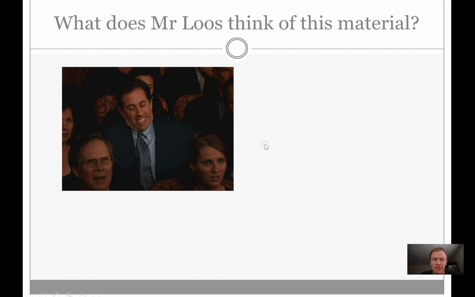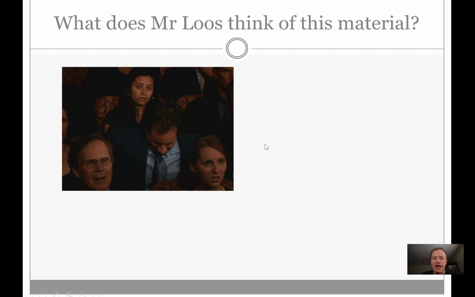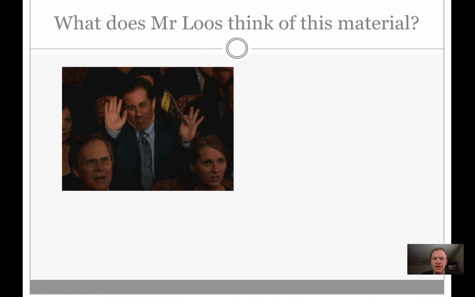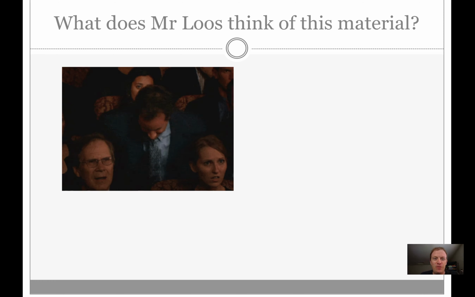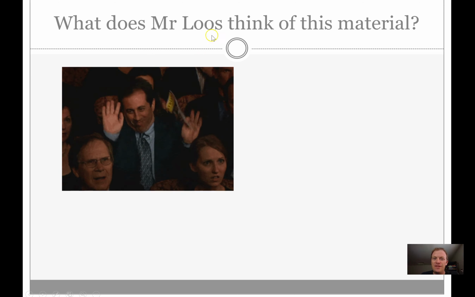Now, this particular material, what do I think of it? It's definitely not my favorite, especially certain aspects of it. I don't really understand why we need to know it or why this has to be part of what we're doing. But not my favorite, and some parts of this that I don't think you're going to be in love with either.